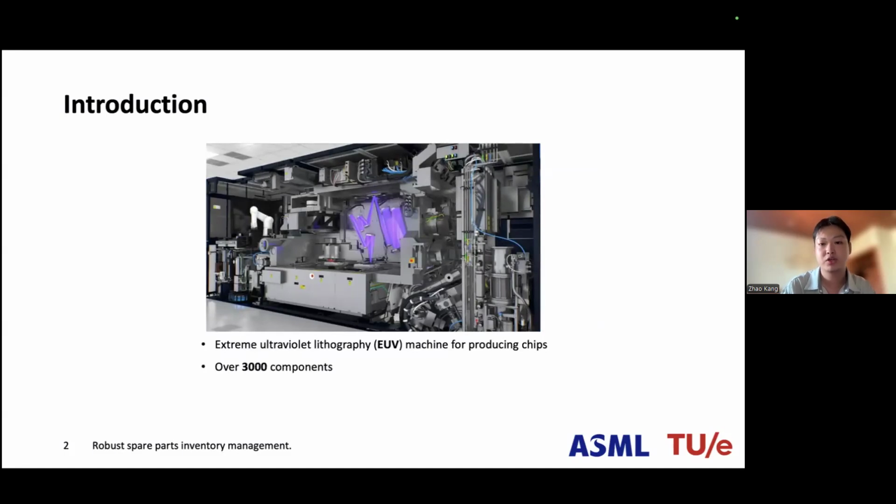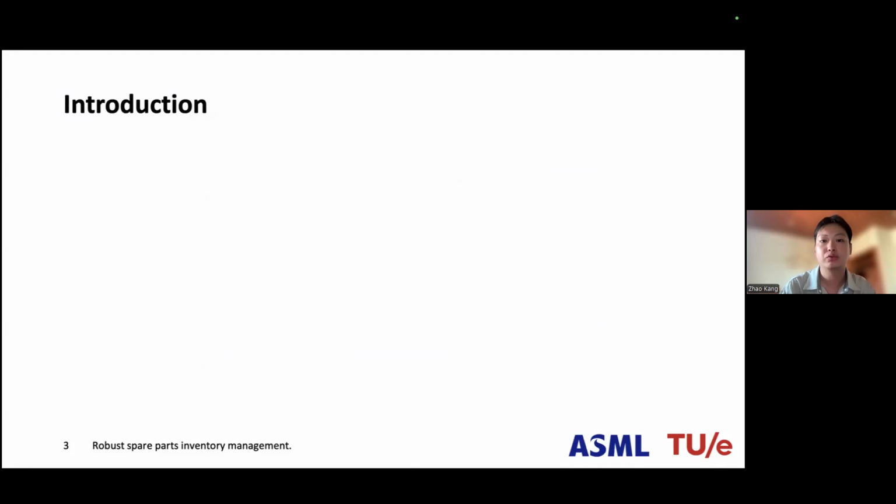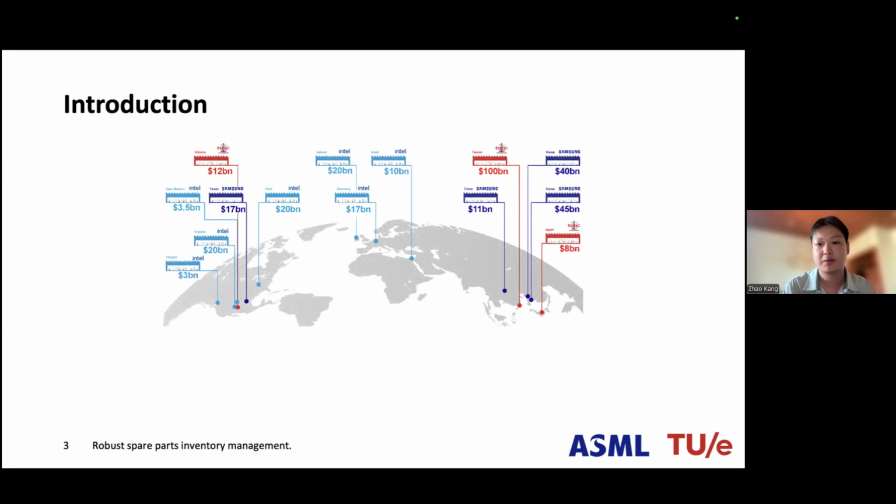One of these machines includes more than 3,000 types of components, and the highest cost is higher than 1 million euro. In order to keep a very good performance for this spare parts inventory, ASML set up global warehouses around the world for their top 3 customers, Samsung, TSMC, and Intel. They helped achieve that 99% of the demand can be fulfilled in 24 hours.